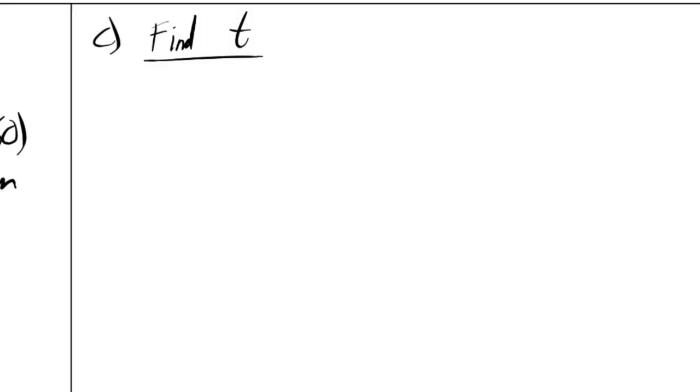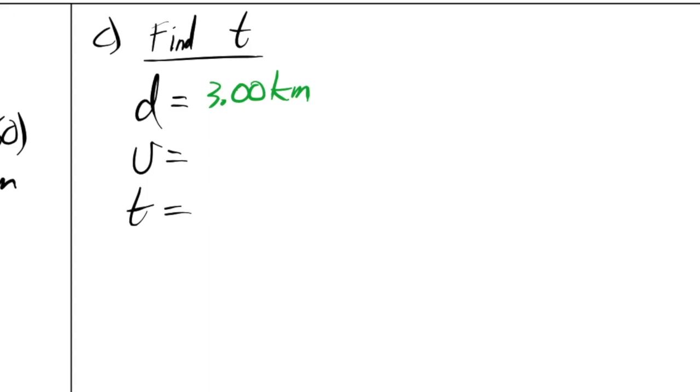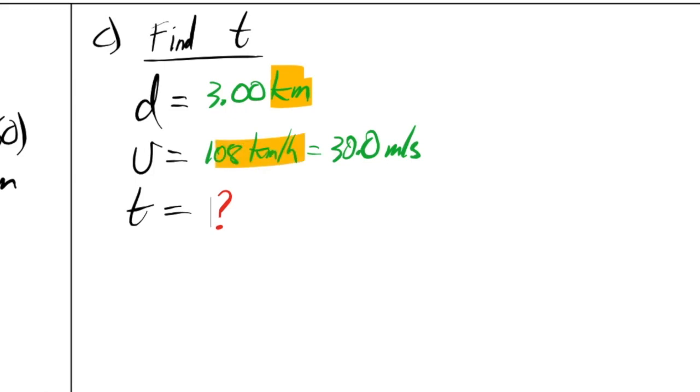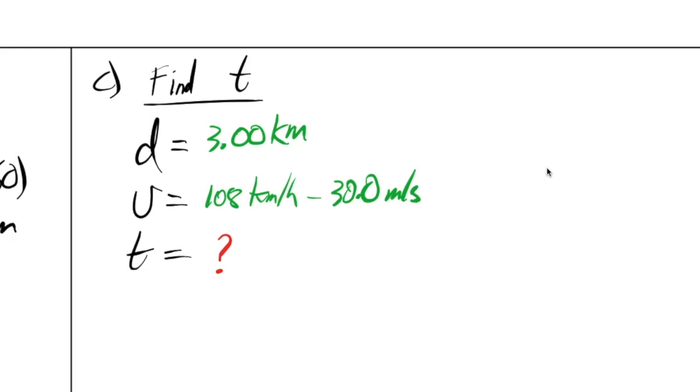Okay, so now we're finding the time. So again, time to take inventory. The distance is 3 kilometers. The speed is 108 kilometers per hour, or 30 meters per second. And the time is unknown. Okay, so now here's the thing. The distance is in kilometers, so that means that we need to use the speed that is in kilometers per hour, which is unfortunate because that is going to make a kind of terrible answer. A lot of decimal places with this one.